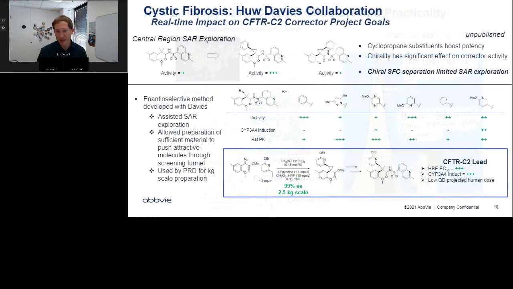So without the collaboration, we probably wouldn't have found this, since it hadn't ever been published for this use before. And really all these additive effects and things took a lot of innovation from the Davies group in partnership with AbbVie chemists to figure this out.